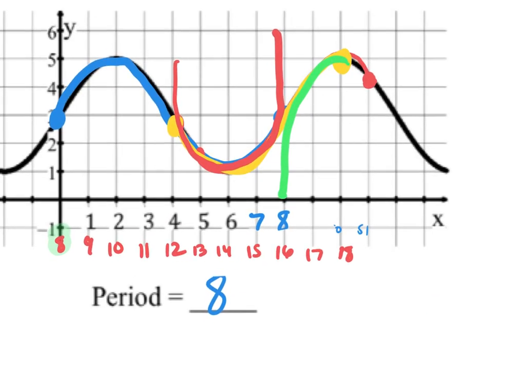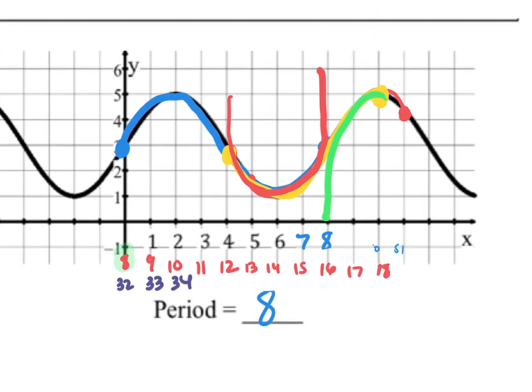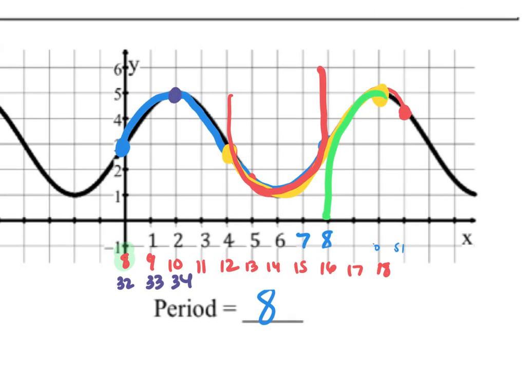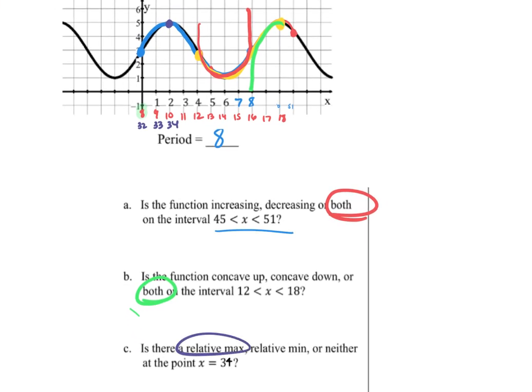So the multiple of 8 that comes before 34 would be? 24. Go one more. 32. 32, good. So 32, 33, 34. And this point here would be a maximum. A relative maximum. It's not global because it happens again, but it would be a relative maximum.